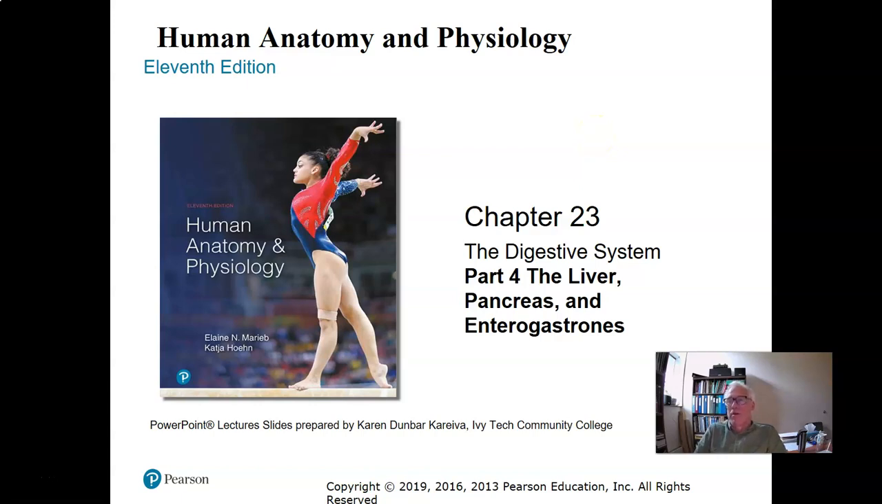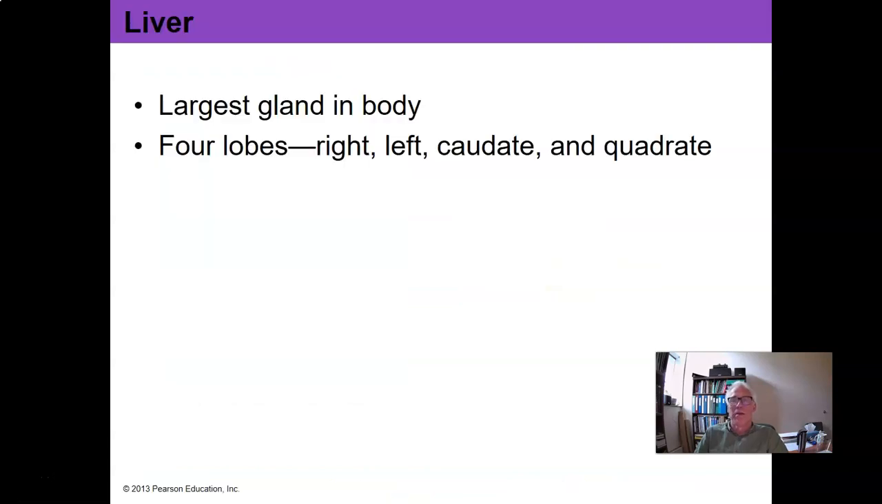Kicking off part four of chapter 23 of the digestive system in our human anatomy and physiology textbook. This time we're going to be looking at the liver and the pancreas, those accessory organs of digestion, and how they're regulated by two of the enterogastrone hormones that we've already encountered.